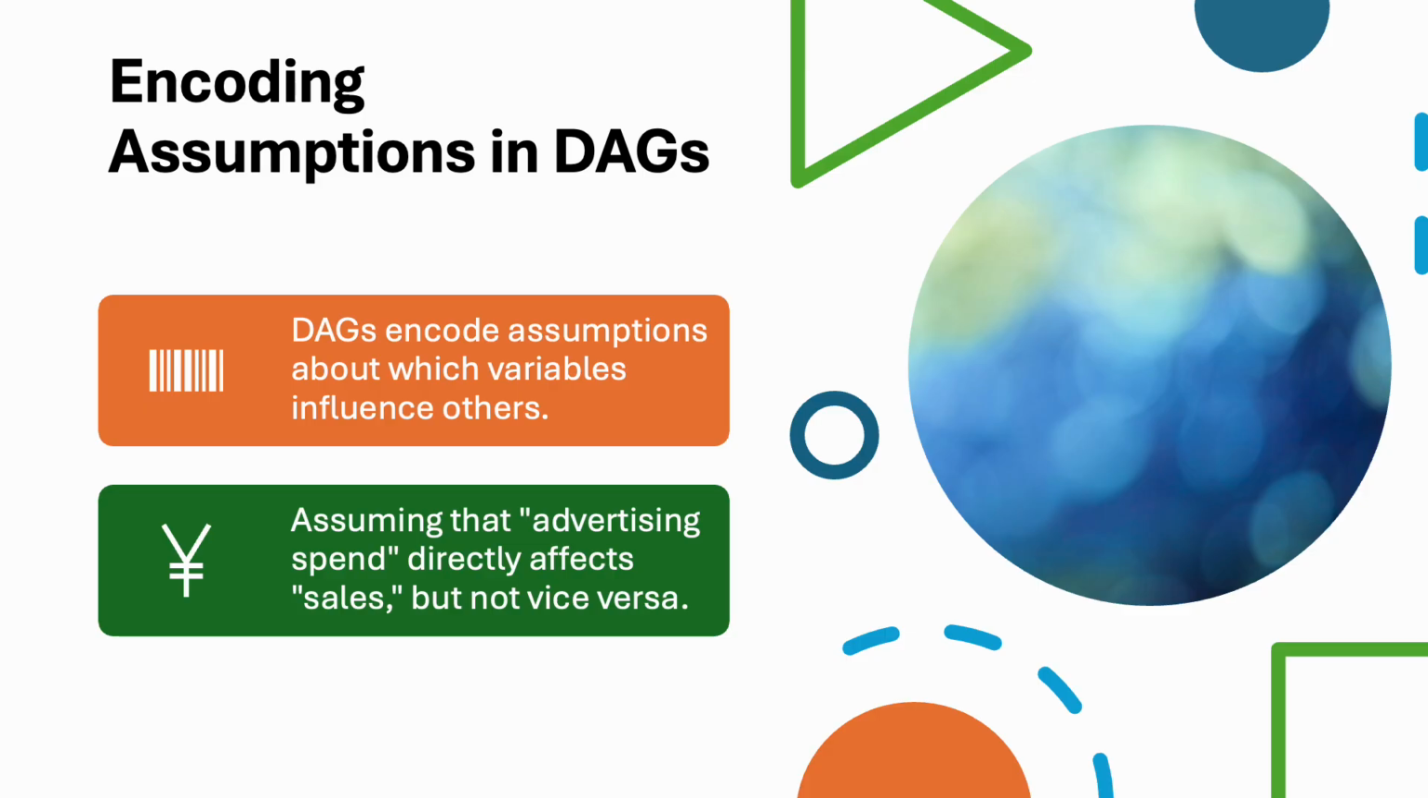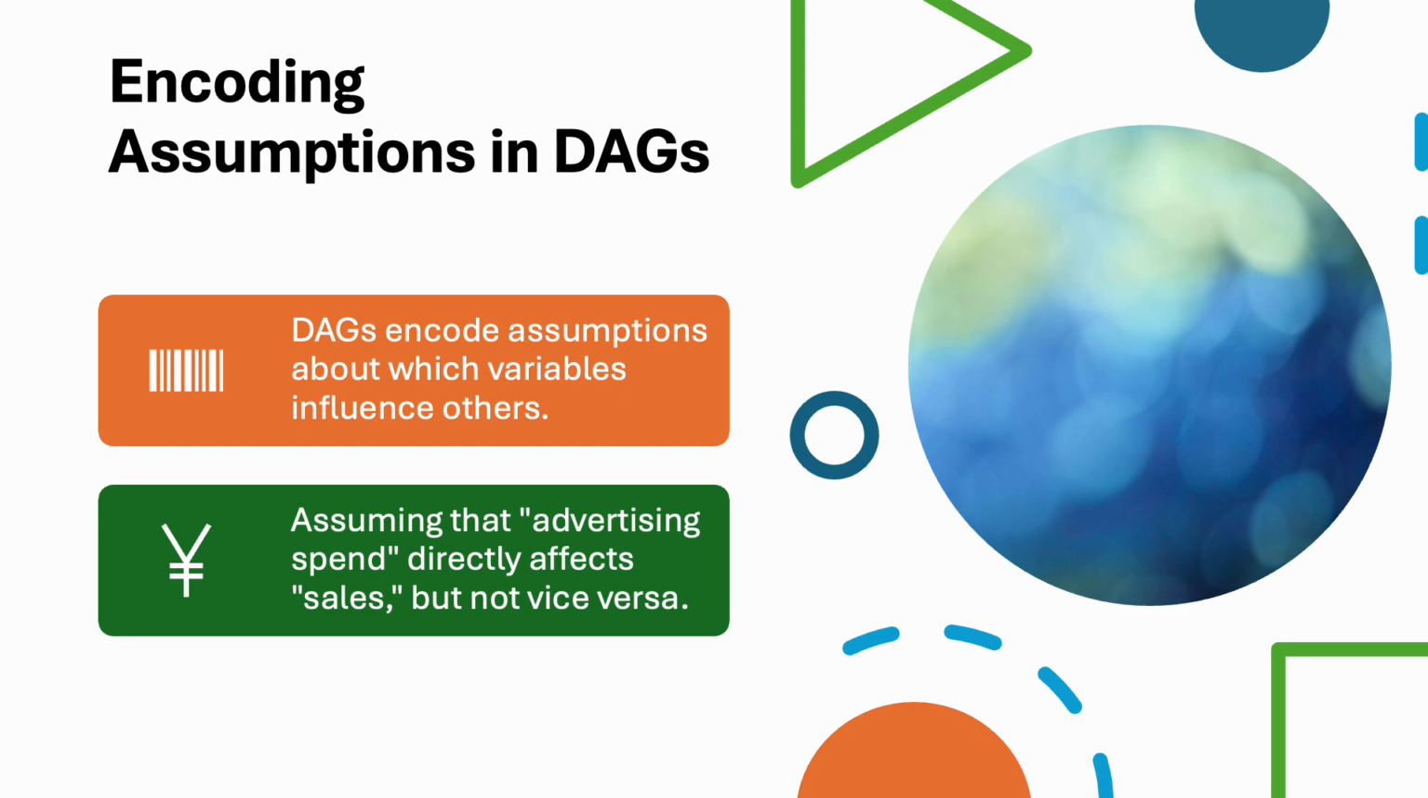DAGs don't just show relationships, they also encode assumptions about how variables influence each other. For example, a DAG might assume that advertising spend directly increases sales, but sales don't affect advertising spend. These assumptions are based on real world knowledge and help guide the analysis.